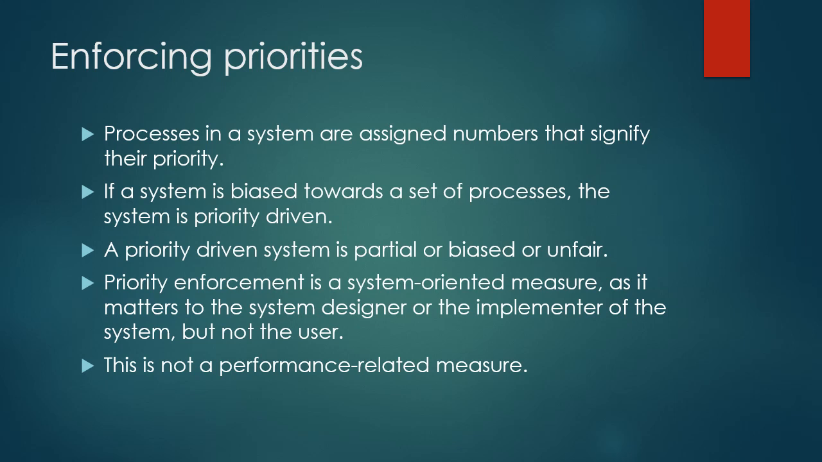If a system is priority driven, then it is necessary that it always remains that way. What I want to assert is that priorities must not be violated even for a second in a priority based system. A priority driven system is partial or biased or unfair. Priority enforcement is system oriented, as it matters to the system designer or the implementer of the system, but not the user. The user does not care if a system is using priorities as long as he gets his job done. This is not a performance related measure. We cannot measure priority enforcement. Fast systems may or may not be priority driven. Speed has nothing to do with priority enforcement.